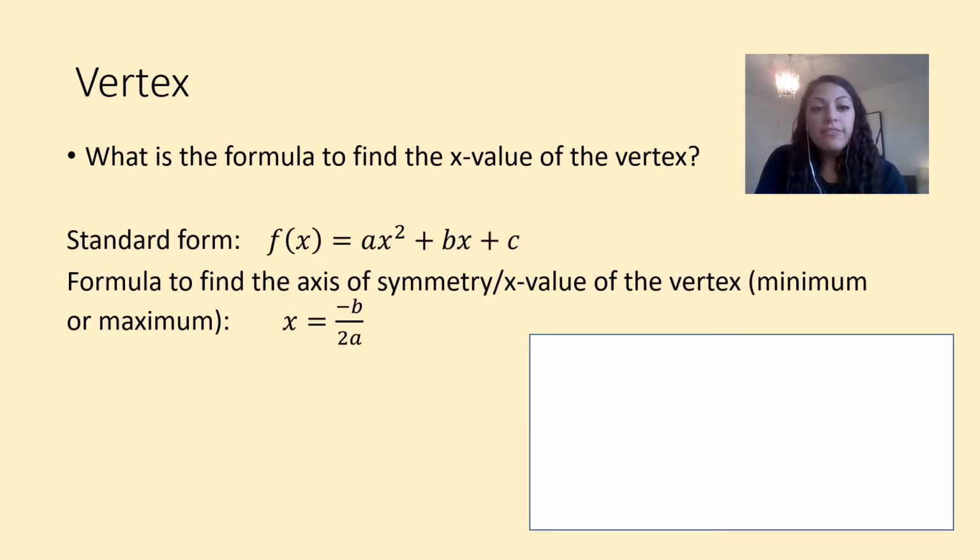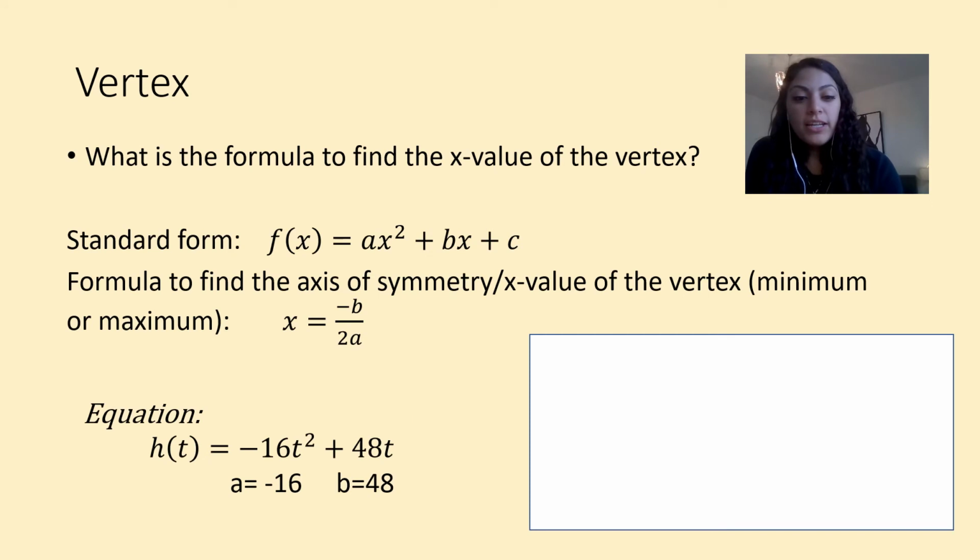Well, when you have the equation in standard form, ax squared plus bx plus c, which is what we have, we use the formula x equals negative b over 2a. That helps us find the axis of symmetry, that invisible line down the middle, which is x equals the x value of the vertex. Our vertex is our minimum when we have our parabola opening upwards, or our maximum when it is opening downwards, like we have in our situation.